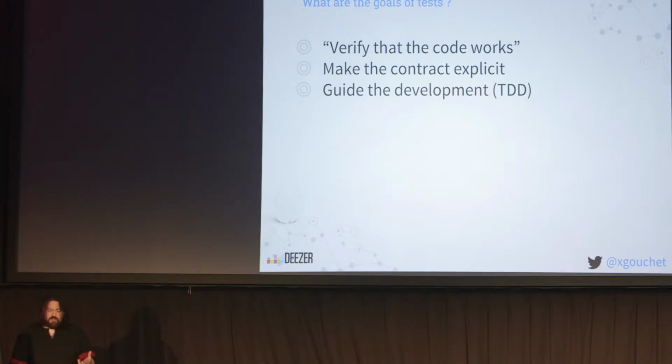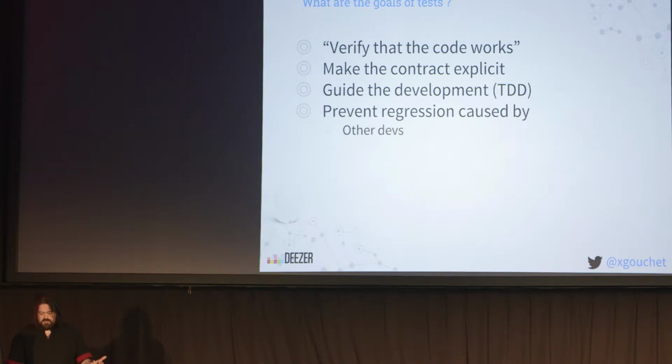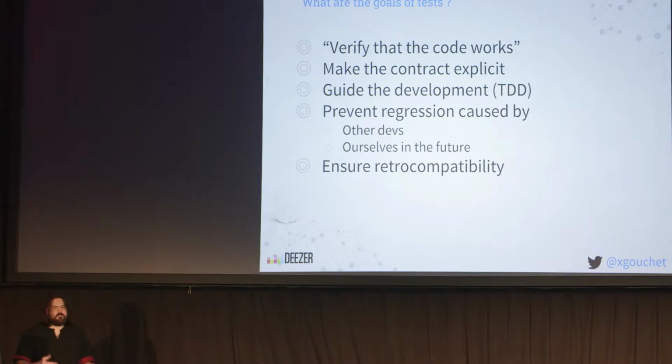You're also guiding the development with TDD because you're saying, okay, this is what my feature is supposed to do, and this is how someone else is going to interact with the code. It's also useful to prevent regressions, which may be caused by other developers or yourselves in the future. And then it also ensures retrocompatibility, so when you add a new feature somewhere else, it makes sure that you don't break something else on the other side of the app.